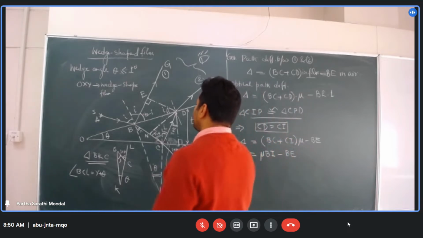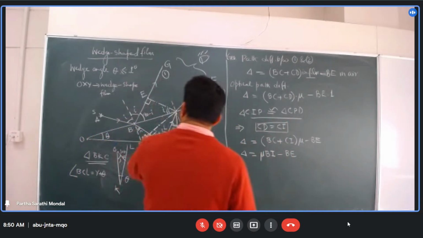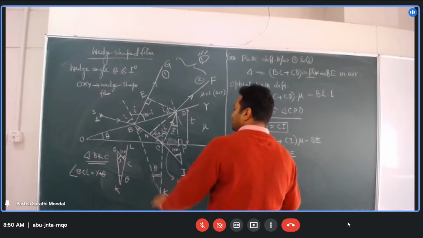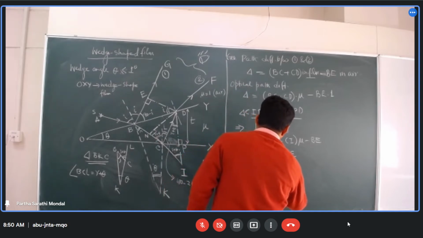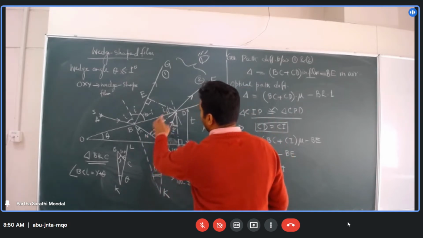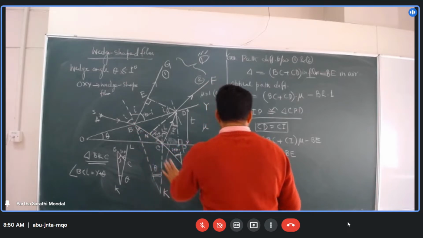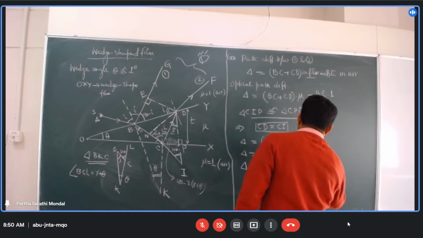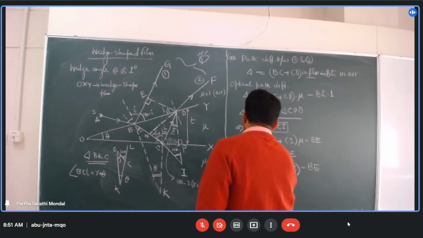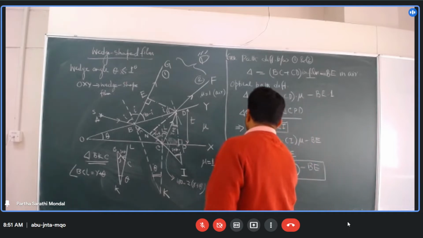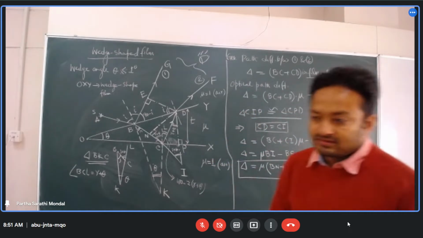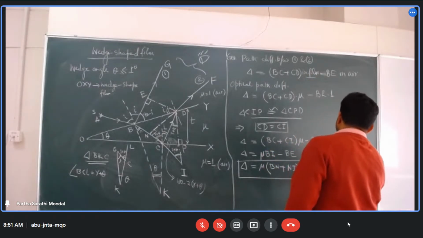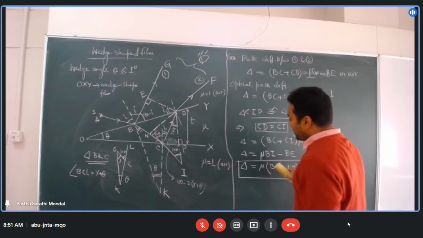So now we can write BI in a different splitted manner. So delta you can also write mu into BN plus NI, जो ये हम लोगों ने परपेंडिकुलर ड्रॉ किया D से, तो BN और NI से उसको आप split up कर सकते हैं, minus BE. So this is the path difference. Now we can also modify it by other calculation. So we will do it. So you remember this one. We will use it again. ये तक हो गया?